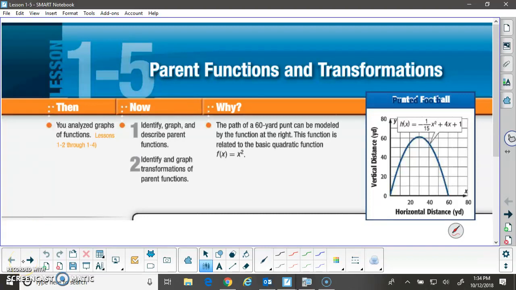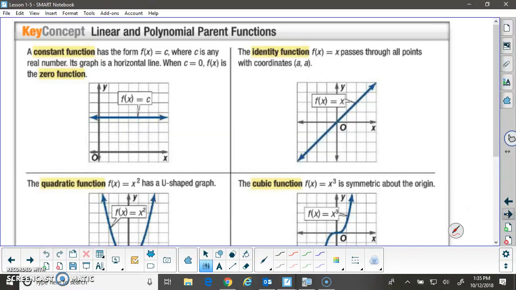Lesson 5 of Chapter 1 is on parent functions and transformations. We're going to talk about 8 different parent functions, and we call them parent functions because they're the simplest form of a function, and we'll talk about 8 different types. So here are the 8 different types.